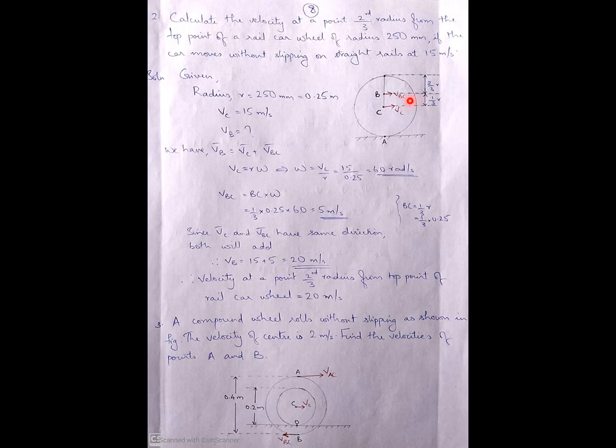Now how to find the velocity of B? Both are moving towards right, so just add it. VC plus VBC. VC is 15 plus VBC is 5. You will be getting 20 meter per second.